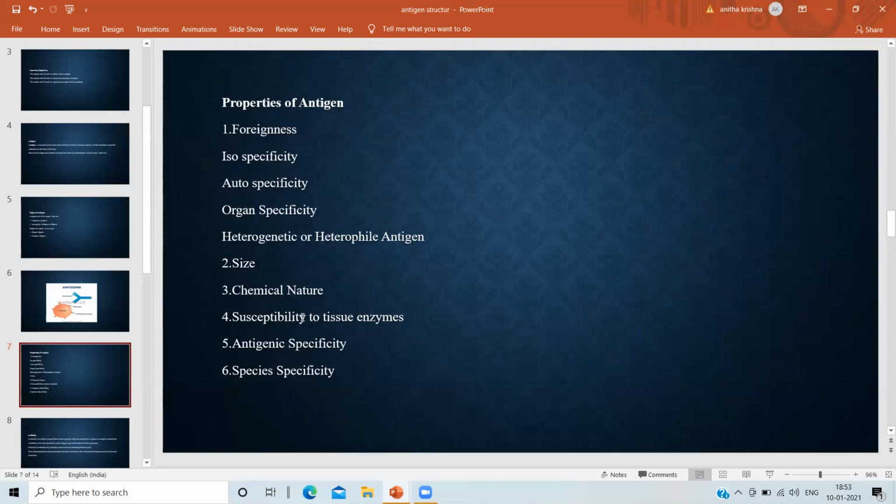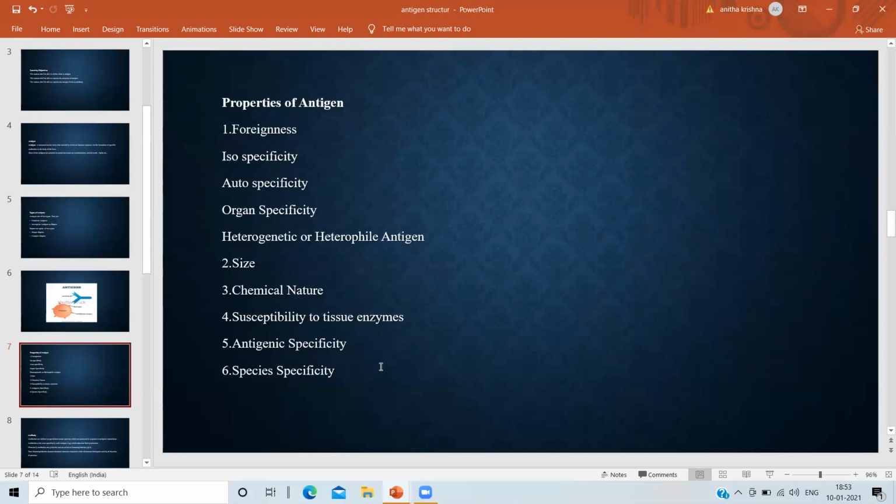Now talking about the fourth property, that is susceptibility to tissue enzymes. Only those substances which can be metabolized and converted into active form by the action of tissue enzymes act as good antigens. So what are we saying? Substances which can be metabolized, and at the same time converted into active form by the action of specific enzymes, are considered good antigens.